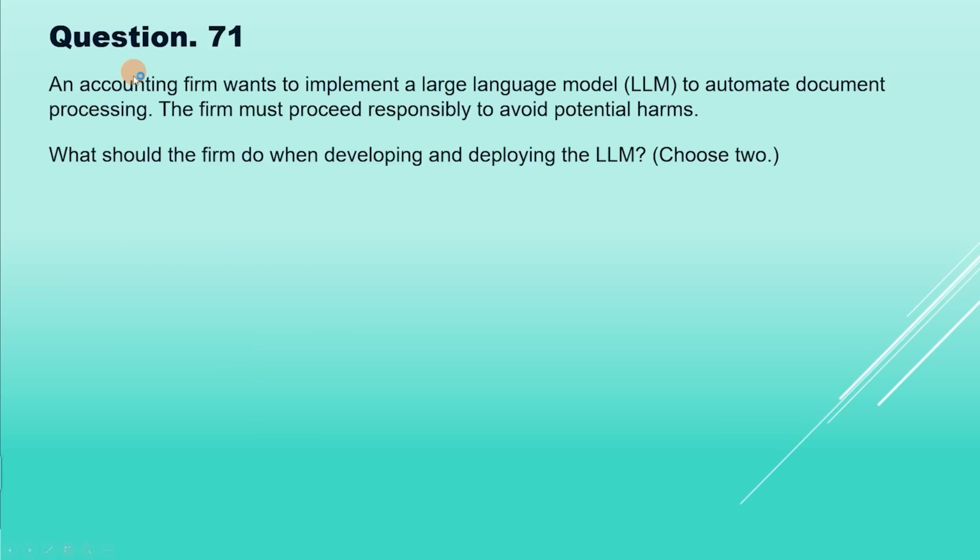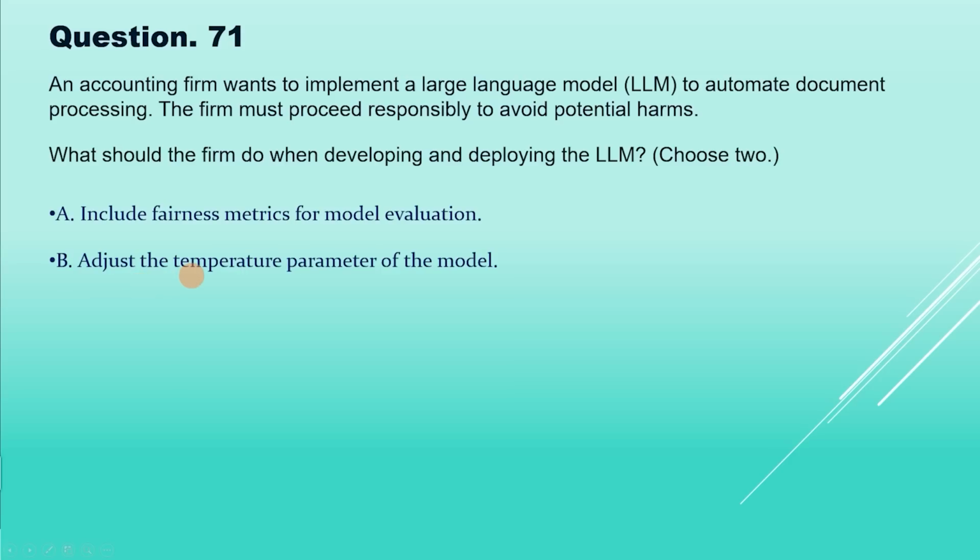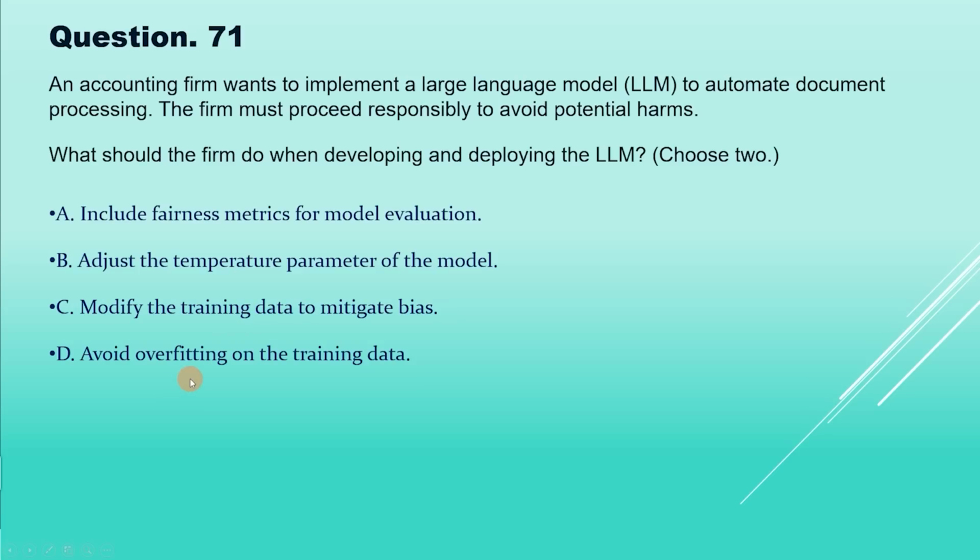Now question number 71. An accounting firm wants to implement a large language model to automate document processing. The firm must proceed responsibly to avoid potential harms. What should the firm do when developing and deploying the LLM? Choose two. So the options are: option A, include fairness metrics for model evaluation. Option B, adjust the temperature parameter of the model. Option C, modify the training data to mitigate bias. Option D, avoid overfitting on the training data. Option E, apply prompt engineering techniques. So try to guess the correct answer.